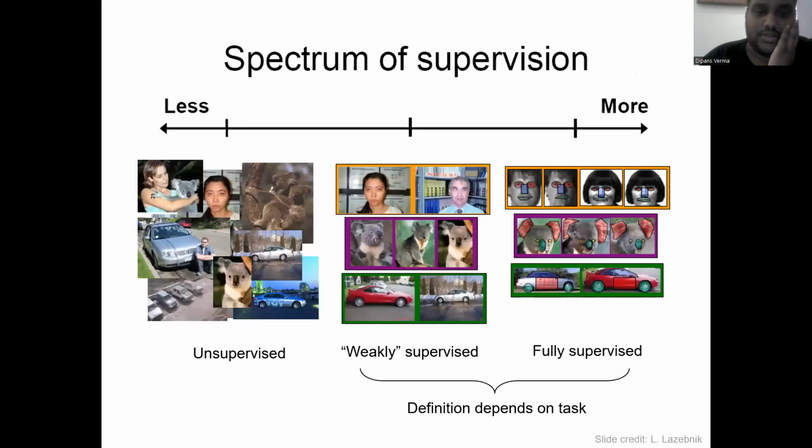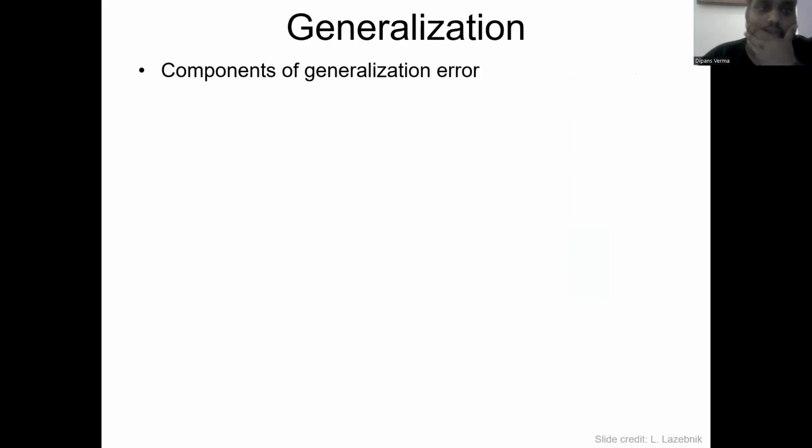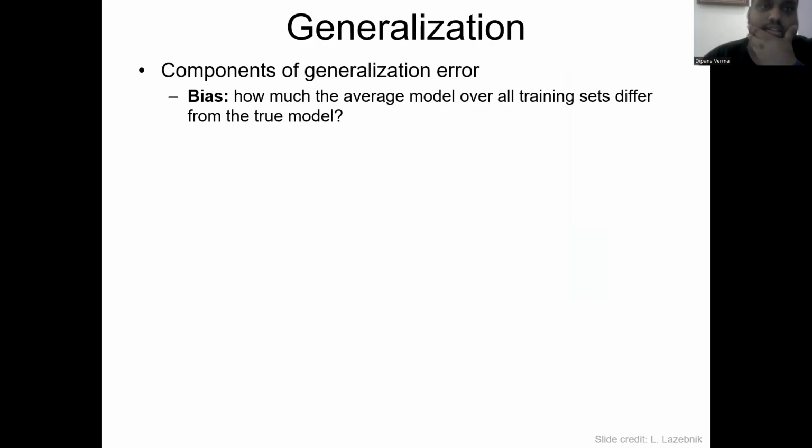Spectrum of supervision. Okay. Weakly supervised, fully supervised, right? And this is unsupervised, right? How well does a learned model generalize from the data it was trained on to a new test data set, right? Components of generalization: bias.